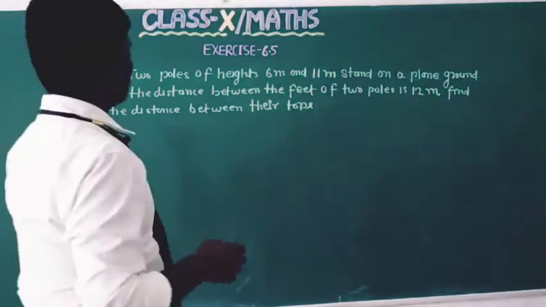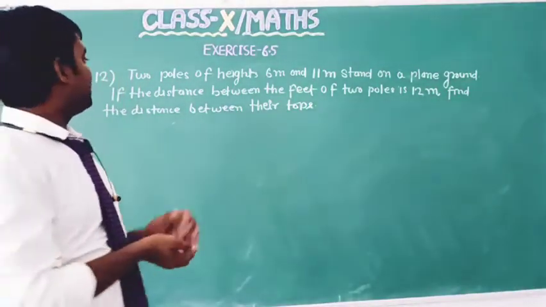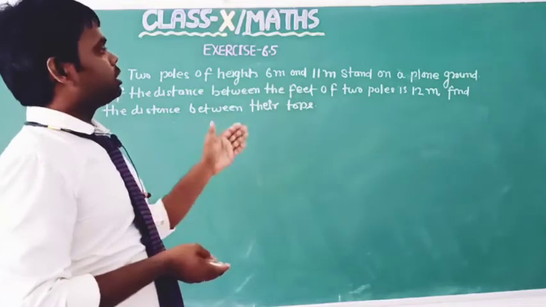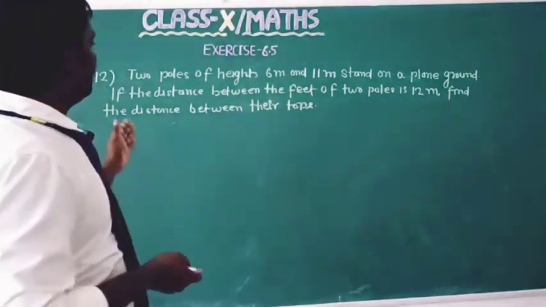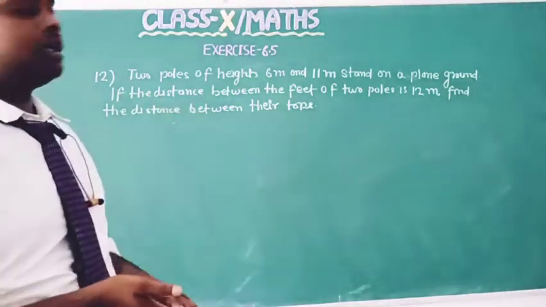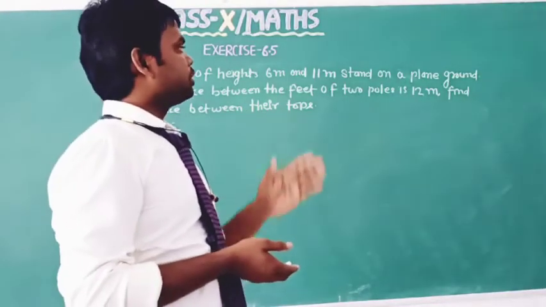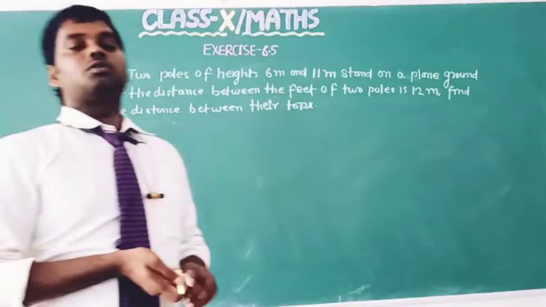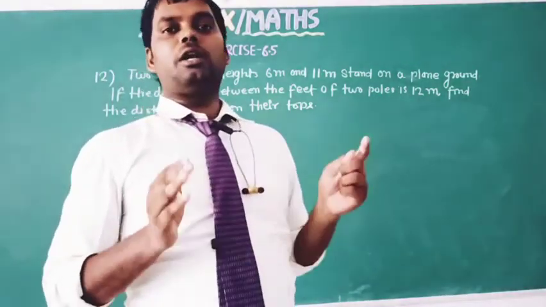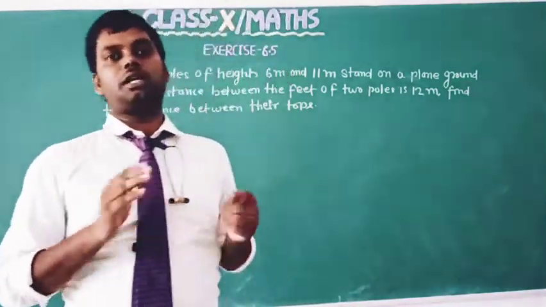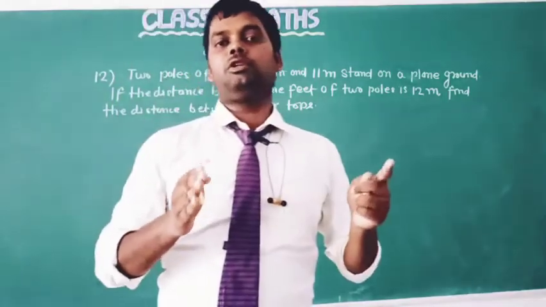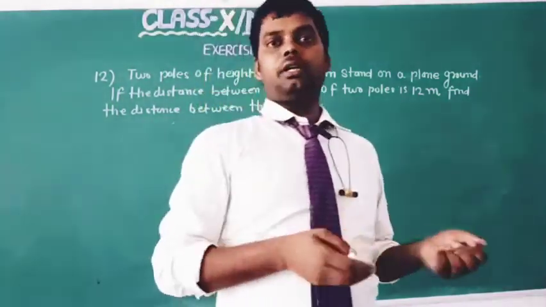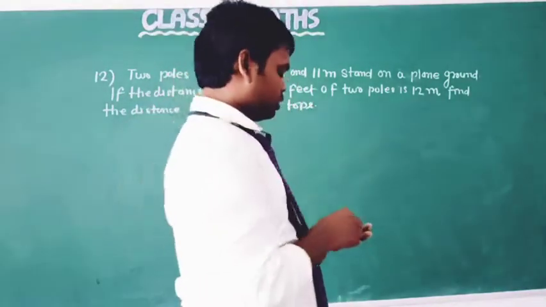Now move to question number 12. We are given two poles of height 6 meter and 11 meter standing on a plain ground. If the distance between the feet of the two poles is 12 meter, find the distance between their tops. So there are two poles whose heights are 6 meter and 11 meter, and the distance between their feet is 12 meter. So now let me draw the figure of this question.